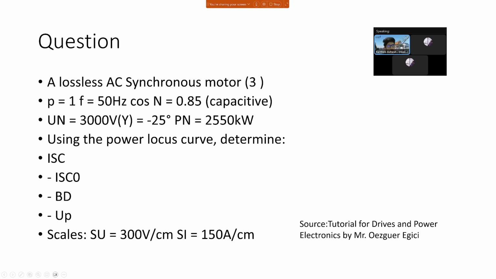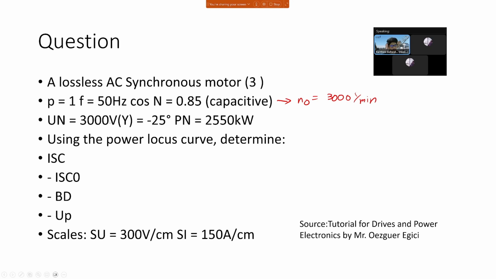Lossless AC synchronous motor. Most motors, especially in this 2500 kilowatt range, are practically 100% efficient, quite close to that. Number of pole pairs is 1. Frequency is 50 hertz, and the power factor is 0.85, which means it's running as a motor. If it was negative, that would mean it's running as a generator. P equals 1 at 50 hertz implies N0 equals 3000 rpm. This is the same formula that we saw previously. It's just the synchronous rpm.